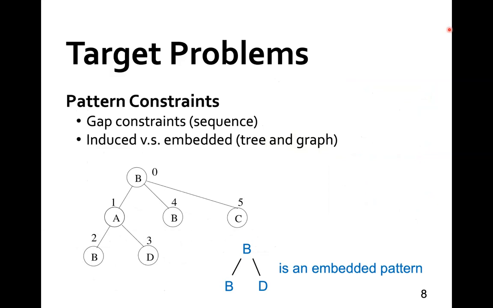In this slide, we show a tree structured transaction, and if we consider embedded patterns, which only require the preservation of ancestor-descendant relationships between nodes, then the pattern BBD is covered, even though it is not an induced subgraph of the tree transaction.